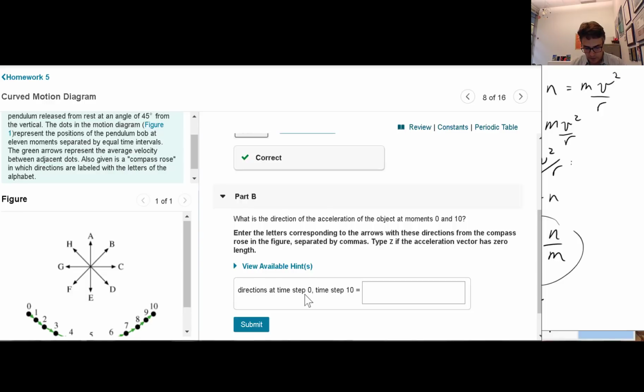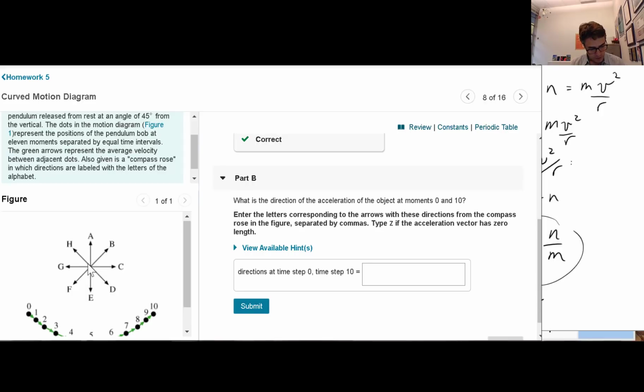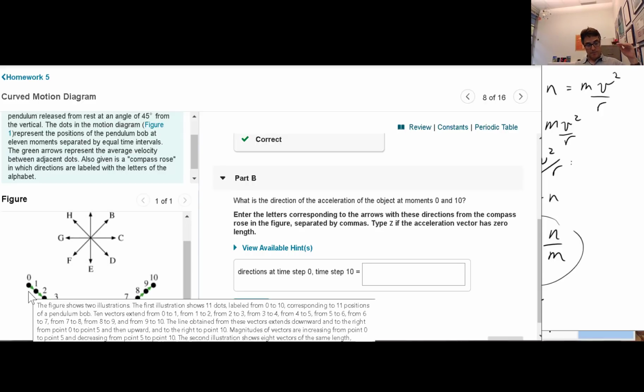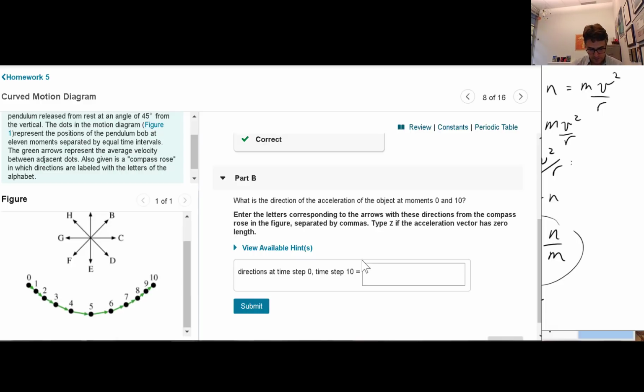What is the direction of the acceleration of the object at moments 10 and 0? And they want a comma between them, 0, 10. So at 0, what I think is going on is that it starts at rest, so it doesn't have any speed. So v squared over r is 0. That means that the radial component of the acceleration is 0. However, it is speeding up in the tangential direction. It's getting faster. So it's going to speed up in the direction d.